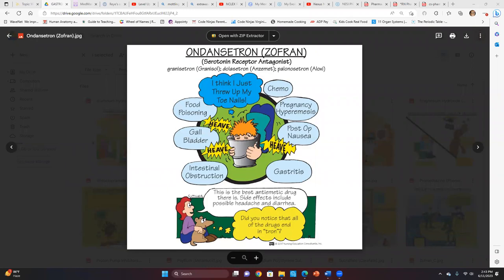Promethazine and then meclizine. And again, these medications are all fair game for NCLEX, for your pharmacology HESI, your pharmacology final. These are all frequently seen administered medications. So let's talk about ondansetron first, also known as Zofran.